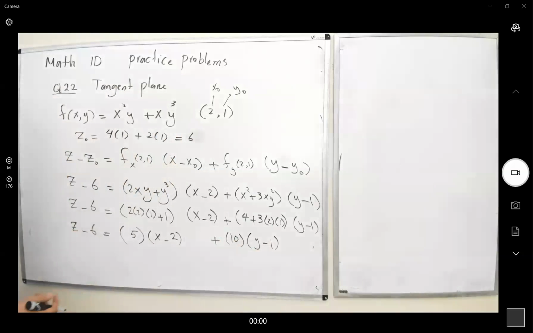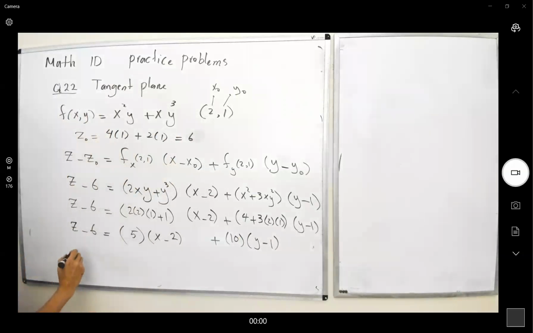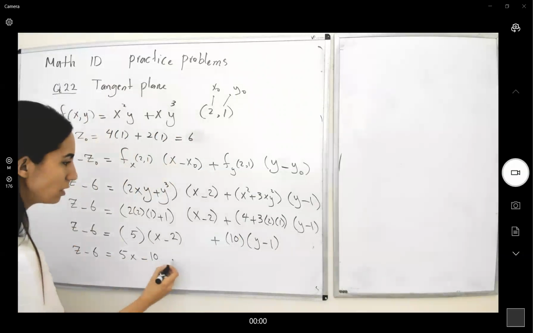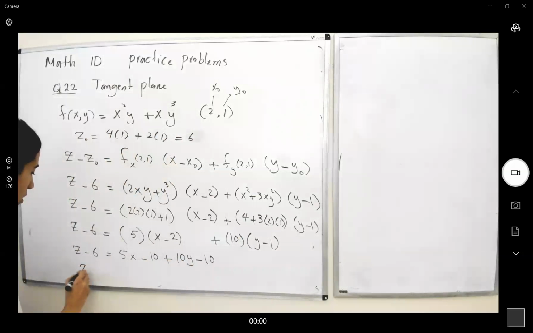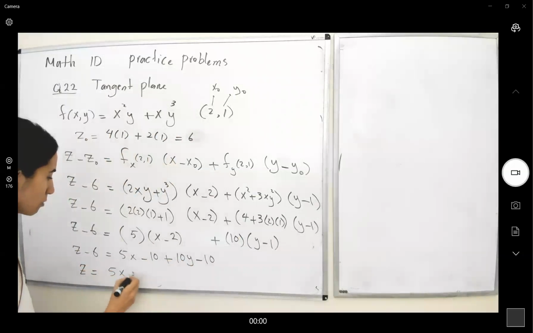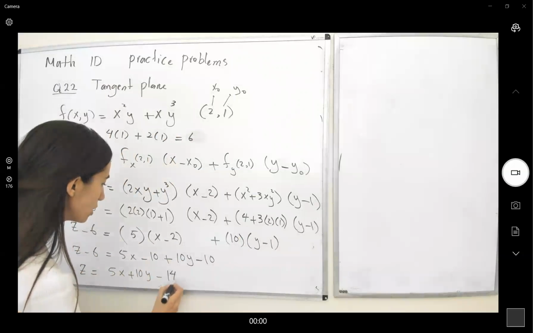Now the rest is just algebra. You distribute 5 into parentheses, 10 into parentheses, and try to combine this. So z minus 6 is equal to 5x minus 10 plus 10y minus 10. So z is equal to 5x plus 10y. Here you have negative 20 plus 6, which is negative 14.